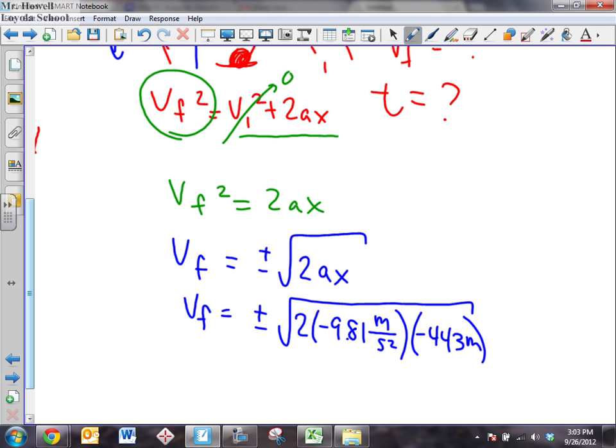And notice, look at your units. You're going to have meters per second squared times meters, which becomes meters squared over second squared. Very good, which is what we want, because when you take a square root, you'll get meters per second.